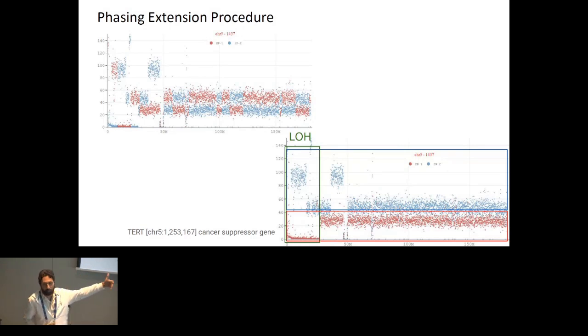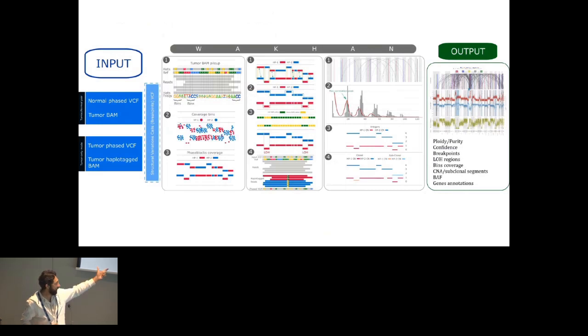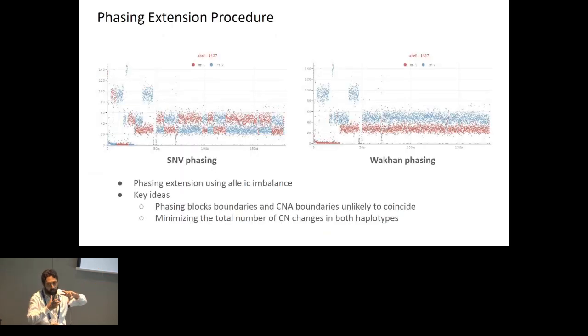This is the coverage, and whenever there is a switch, it means the phase block is being broken. We get the phase block information from the phased VCF file, and we switch them based on our assumption that phase block boundaries coincide with the CNA boundaries, unlikely otherwise. Then we just change those boundaries to get this correction. Okay. Thank you.